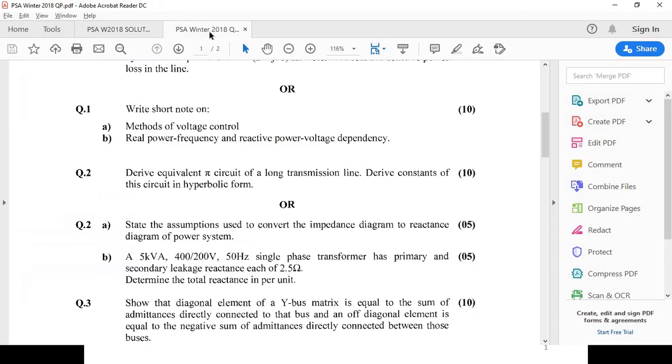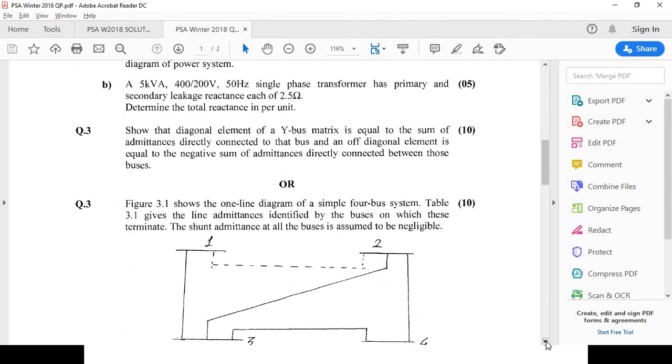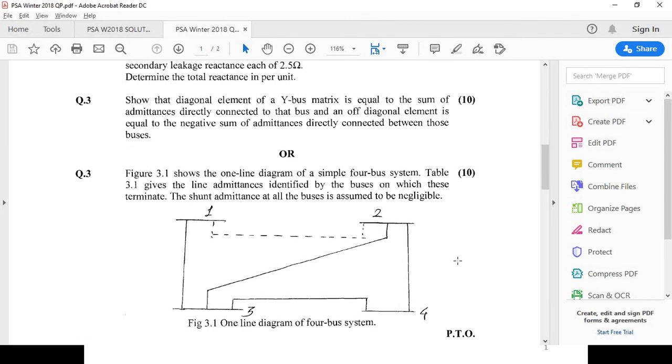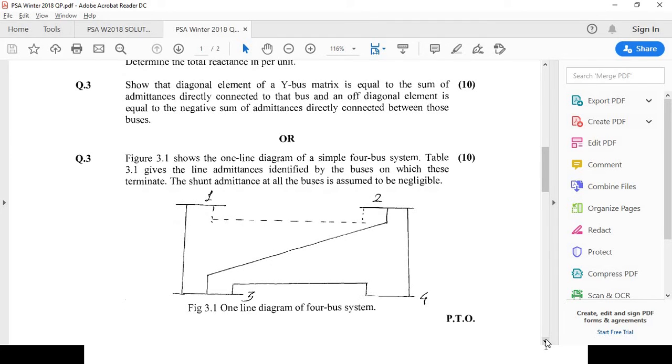Okay, now we'll see the next numerical. Is there any next numerical asked in this same exam? Yes, question number 3, and this is based on the syllabus of load flow analysis, and the subtopic is calculation of the admittance matrix. Okay, so what is the question?